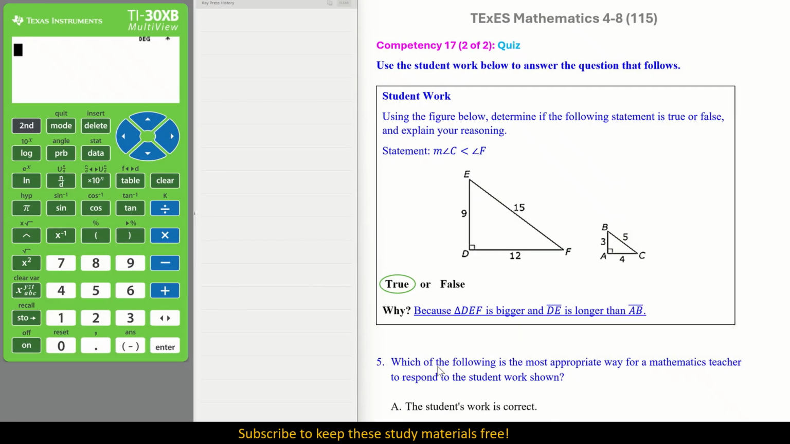Number 5, which of the following is the most appropriate way for a mathematics teacher to respond to the student's work shown? Okay, let's take a look at this work. It says, using the figure below, determine if the following statement is true or false and explain your reasoning. Okay, the measurement of angle C is less than the measurement of angle F.